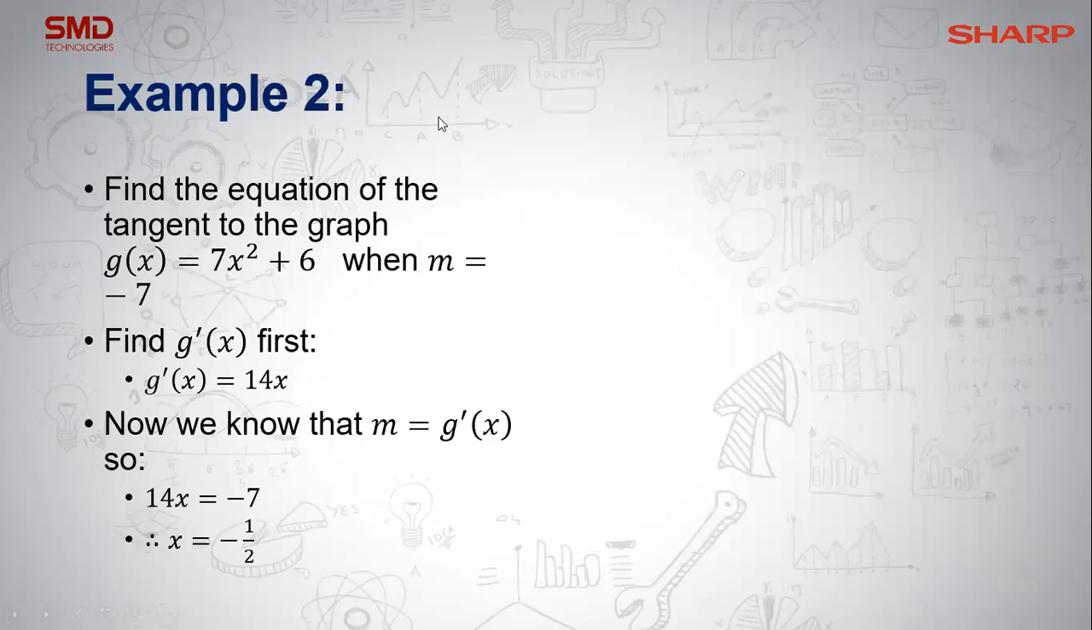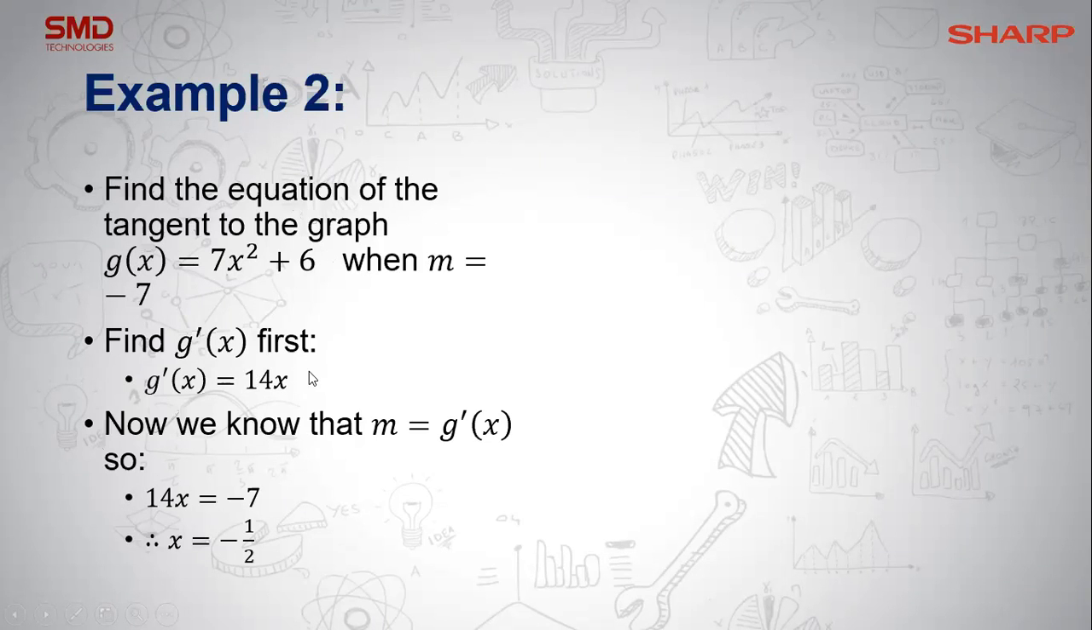So the next one says, find the equation of the tangent to the graph g of x is equal to 7x squared plus 6, when your gradient, now they've given us the gradient, not the point, is equal to minus 7. So first we need to find our derivative. So we can say 2 times 7 is 14, 2 minus 1 is 1, so we have just x. And then of course, the derivative of a constant is 0.